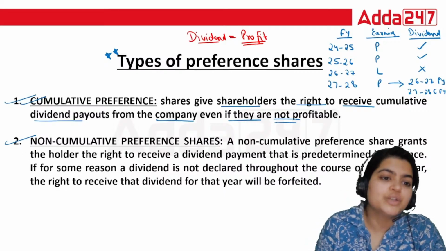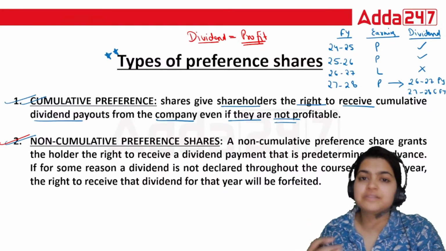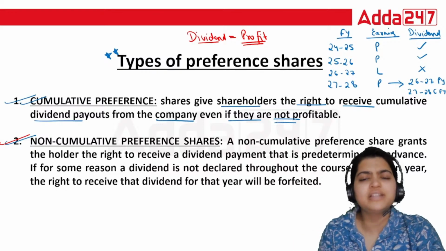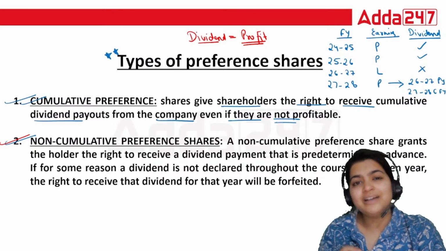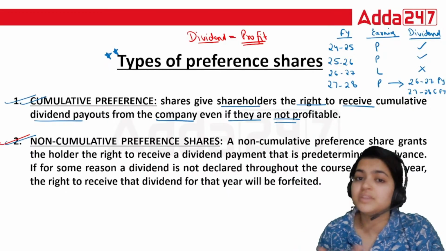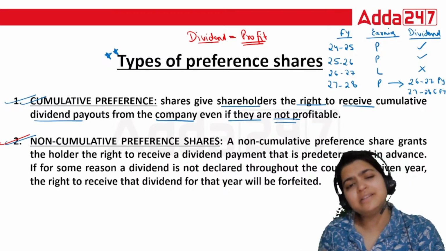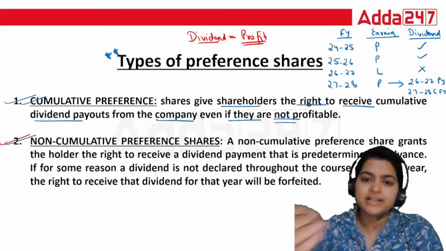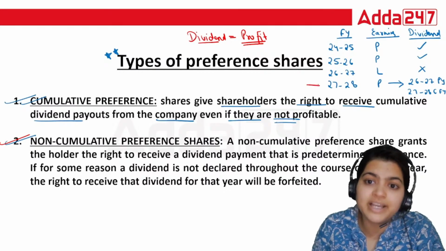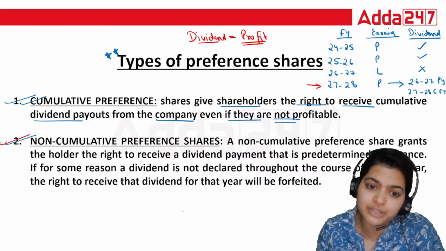So next is your non-cumulative preference shares. It is the opposite of cumulative. If the company earns profit, of course they will give dividend. But as soon as the company incurs losses, will the company distribute dividend? No. The company will never distribute dividend. Then next year, in this example, in financial year 27-28, the company again earns profit. So how will the company be distributing this time? Let's continue the same example here.